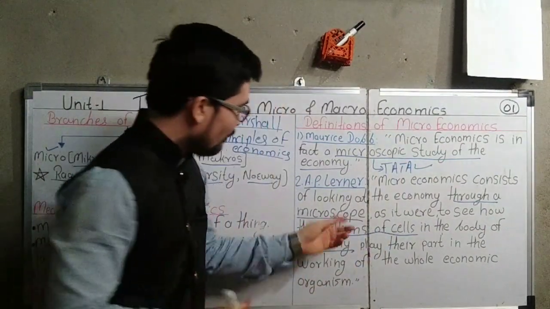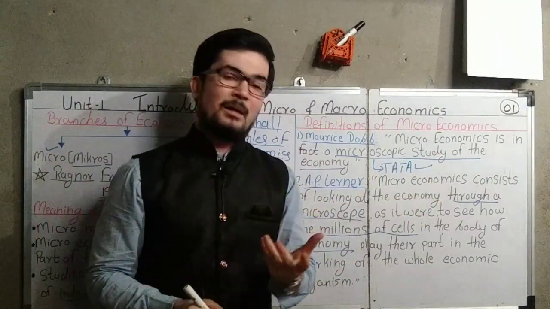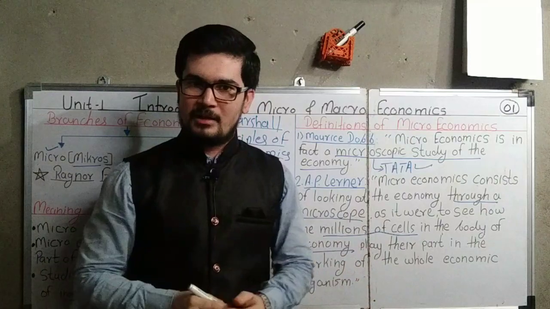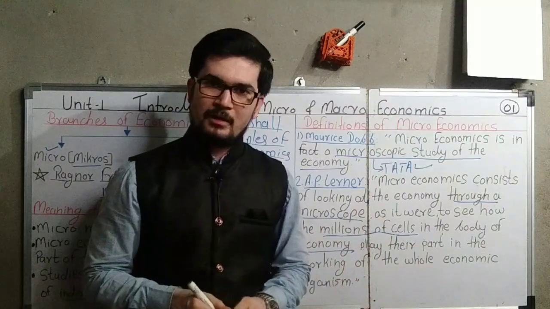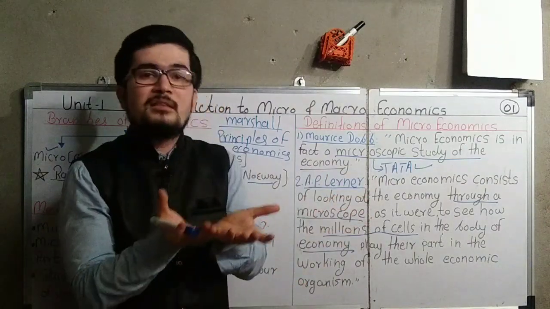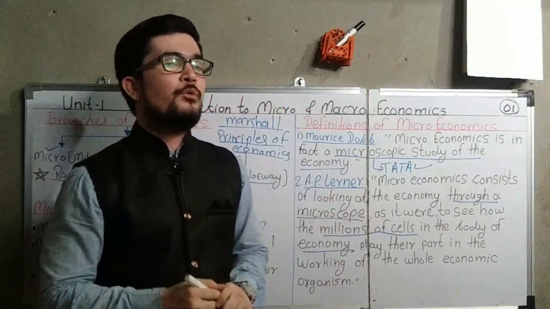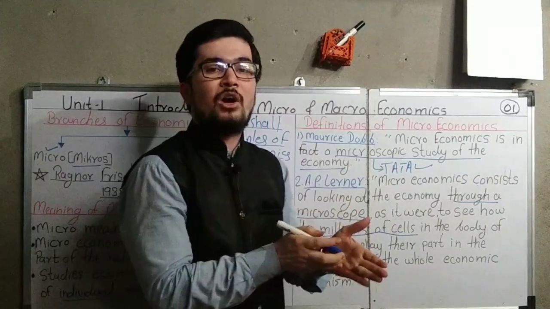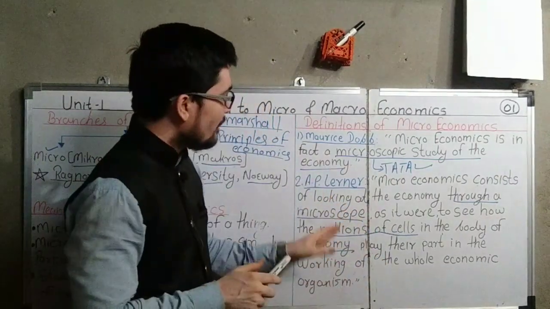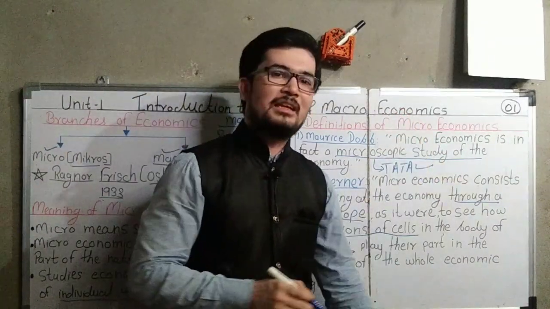Okay, like millions of cells. What does millions of cells mean? It means millions of customers are available, millions of producers are available, millions of companies are available. If you want to discuss those things, it will be a very difficult task. To make that task simple, we will divide the economy into small parts and then study the economy, and that is why it is known as the microscopic study of the economy.